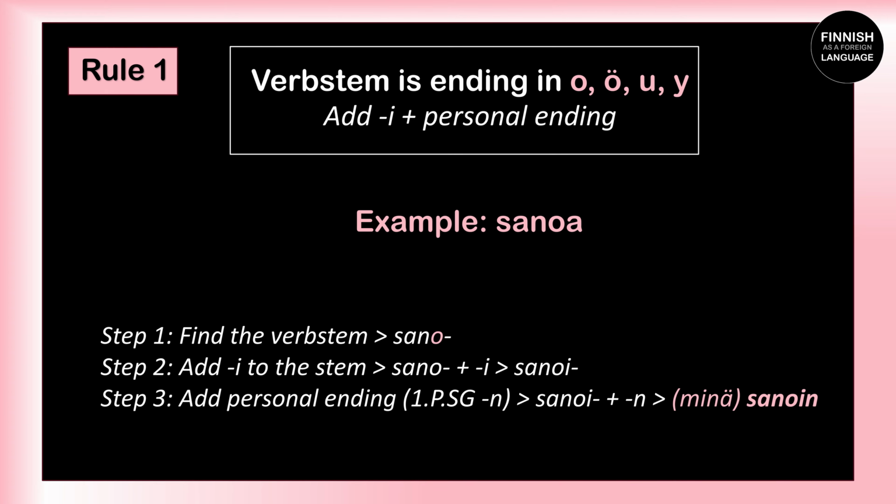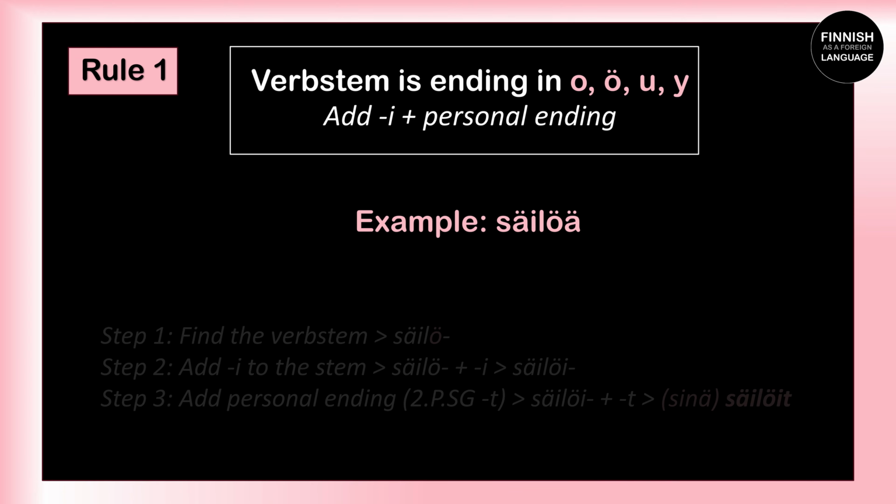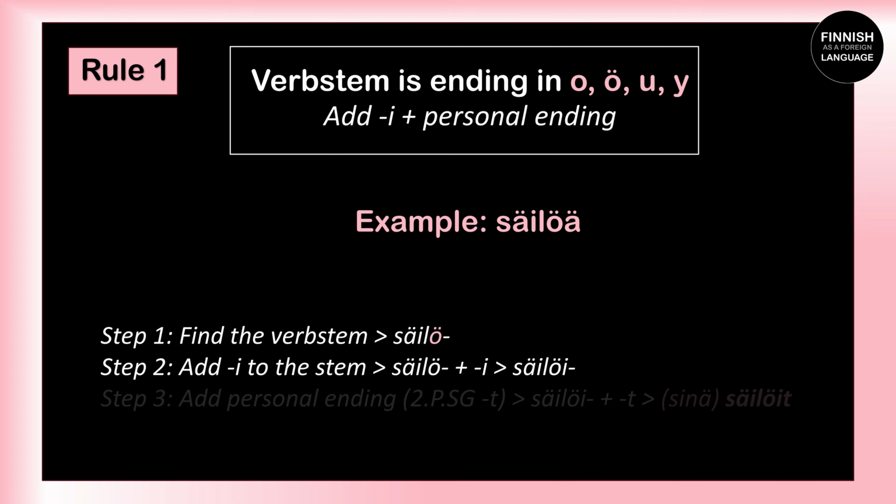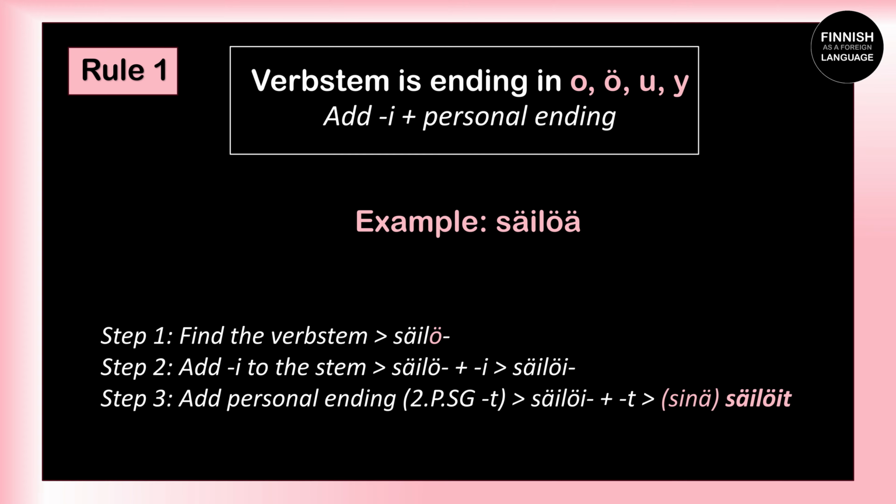Let's take another example. Säilöä, which means to preserve. Step number 1, here we have to find the verb stem, which is säilö. So here we see that our verb stem is ending in the letter Ö. Now in the second step we have to add the past tense marker I to the stem. So that means we have säilö plus I is säilöi. Now in the third step we add the personal ending. Let's say we want to form the second person singular, so that means we have to add T to it. So we have säilöi plus T is sinä säilöit, which means you preserved.